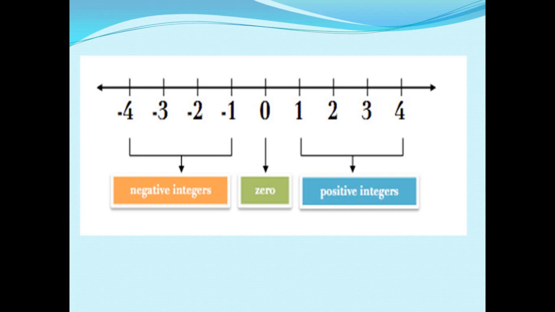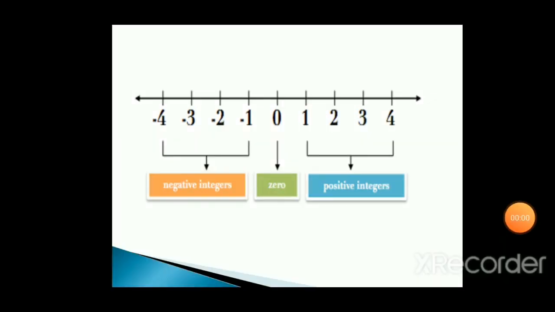Now, let's see some properties of this. There is no largest integer and no smallest integer. You can see it from the number line. The next property is that an integer is greater than all those integers that lie to its left on the number line. From the number line, you can see that negative 4 lies on the left side of 4 and so 4 is greater than negative 4.